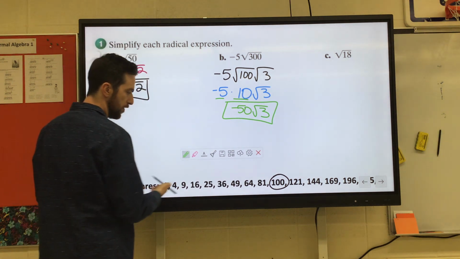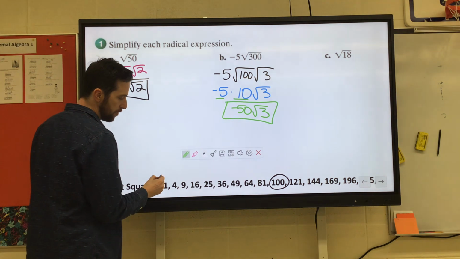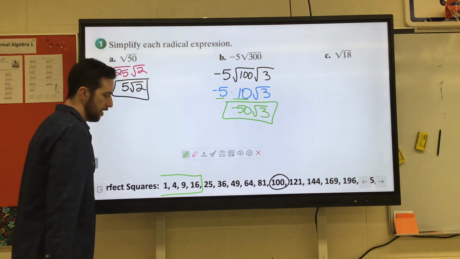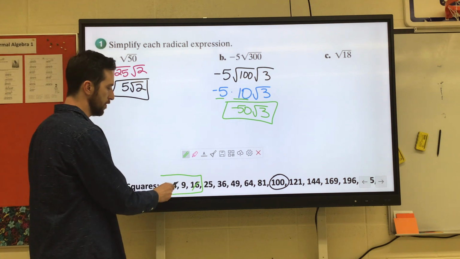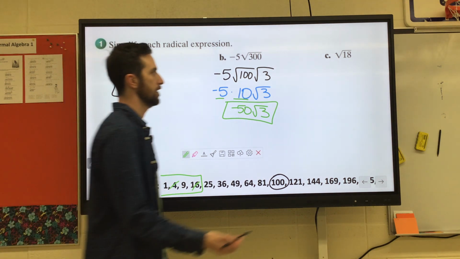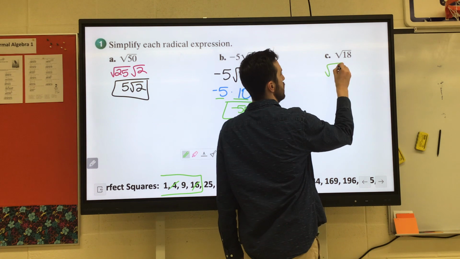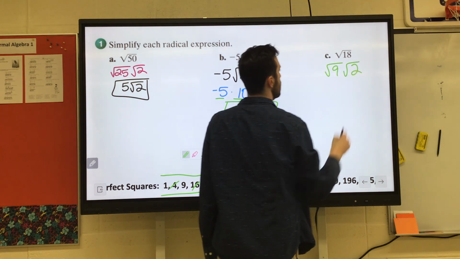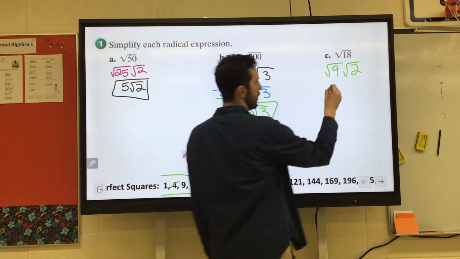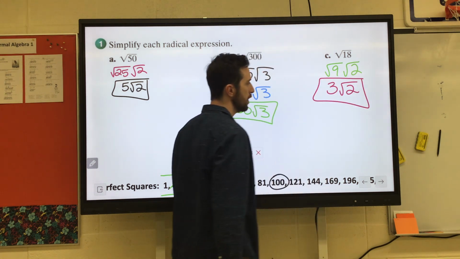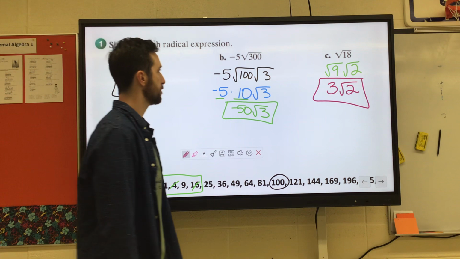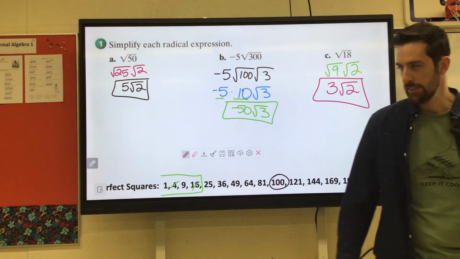18. Which of these perfect squares go into 18? The only ones that are less than 18 are 4, 9, and 16. 16 doesn't go in there. 4 doesn't go in there. But 9 does go in there. It's 9 times 2. And the square root of 9 is 3. 3 root 2. All done, baby bird. That wasn't too bad.